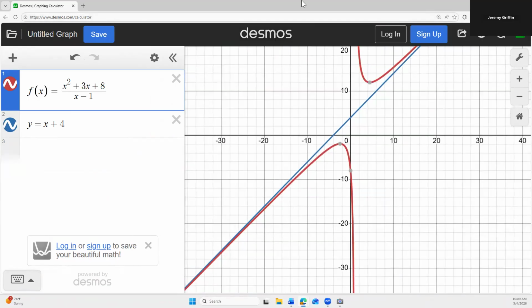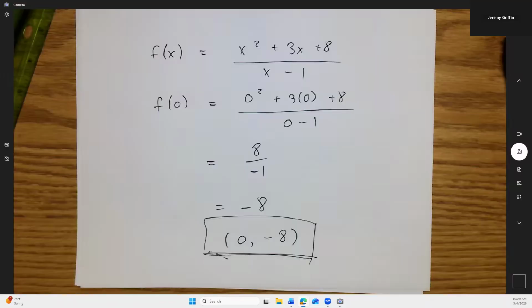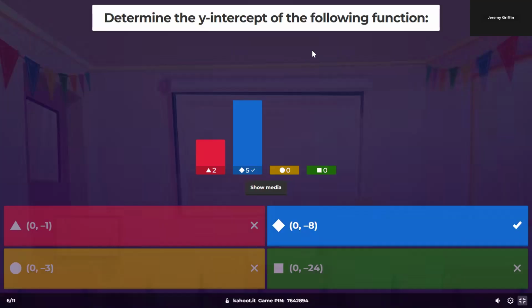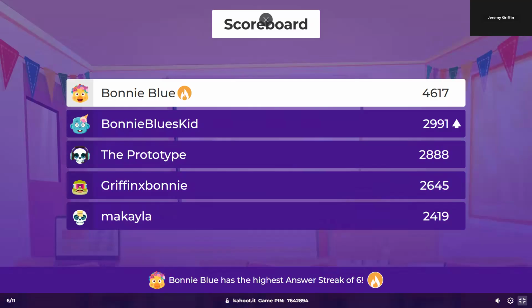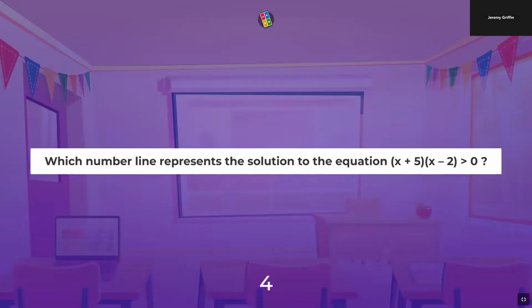Oh yeah. I feel like I'm graduating. Yeah. So Very soon. Brain, brain. All right. You're winning. Which number line represents? Ooh, solution to that.